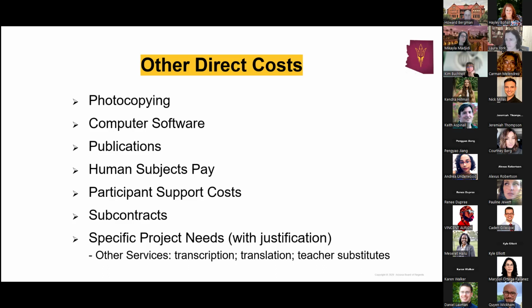And these are just a couple of things. I mentioned substitute teachers, but also something we often do is transcription, maybe of focus groups or different interviews that are done, translation, which is becoming more common when we're working with people that speak different languages. So it's a little bit open as to what you can ask for. It goes under other direct costs, and your research assistant certainly can help you with that.